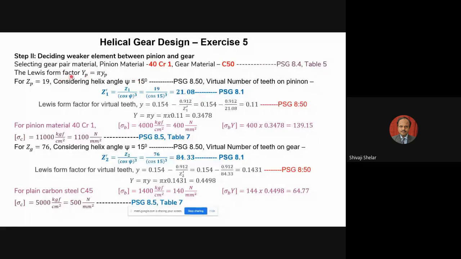Now the formula for Lewis factor, we know capital Y is equal to pi into small y. Now let's take the pinion. Pinion we have 19 teeth. We are considering helix angle. Helix angle is in the range from 8 to 25 degree. So I am considering helix angle here as 15 degree.